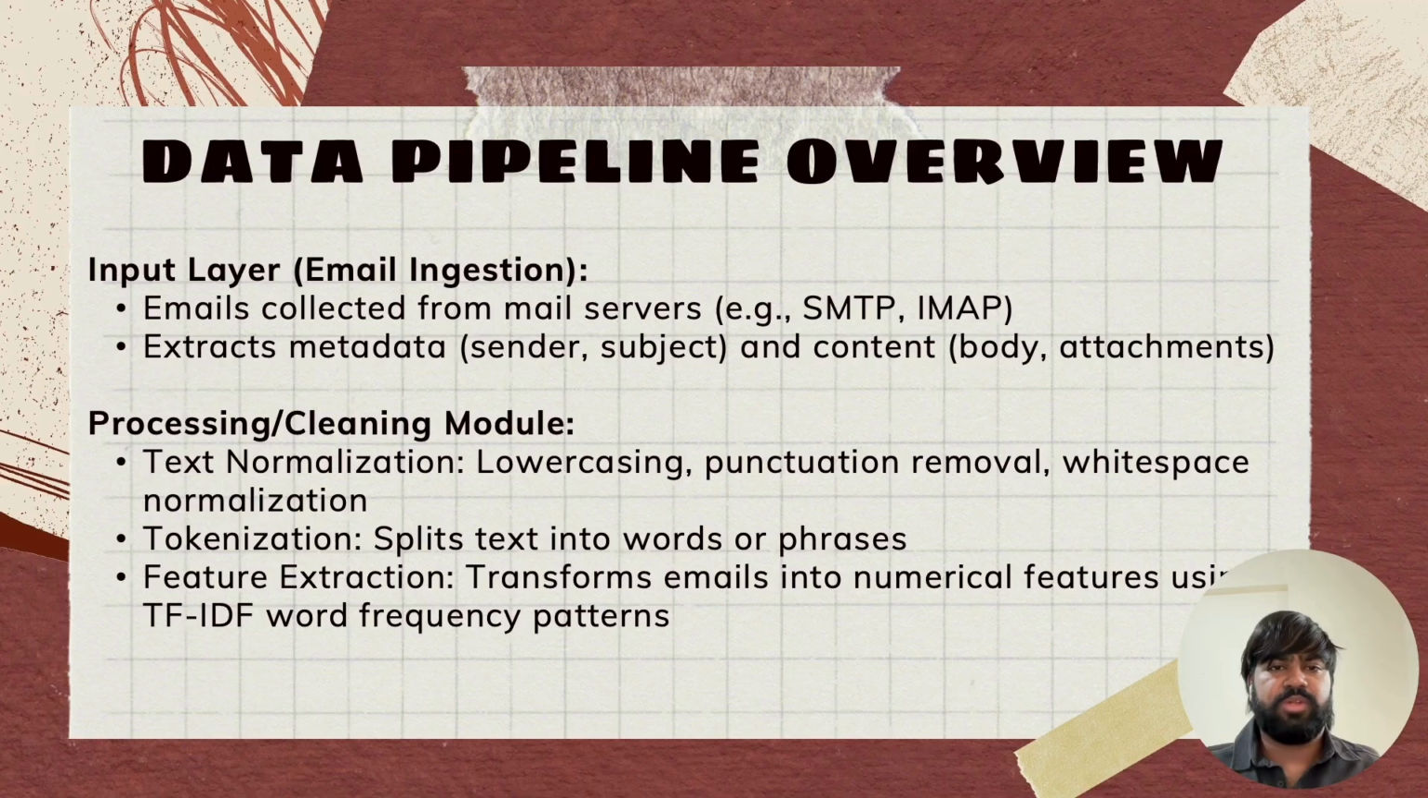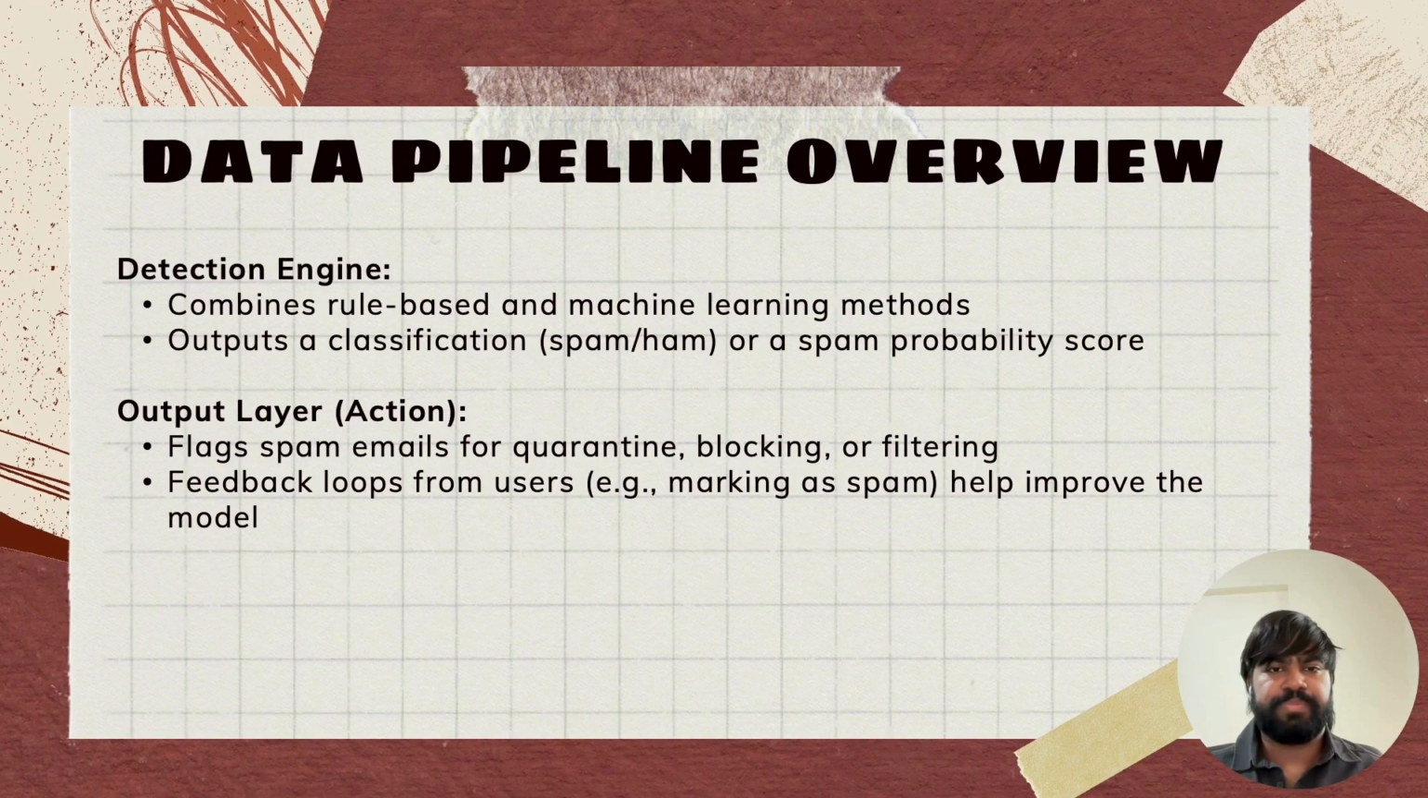Next is the data pipeline overview. The process begins with the input layer where emails are collected from servers and metadata like subjects and body are extracted. Then the processing module cleans and prepares the text through lowercasing, punctuation removal, tokenization, and feature extraction using TF-IDF to convert it into numbers.